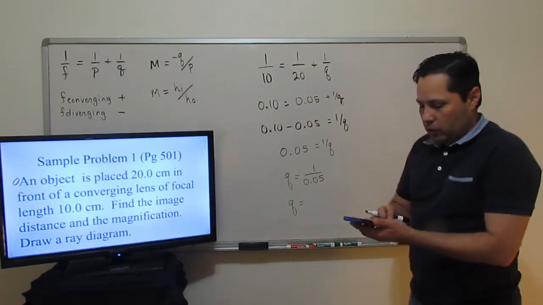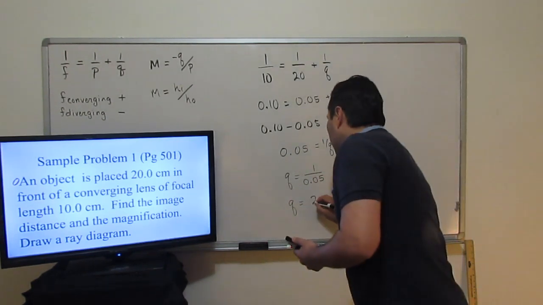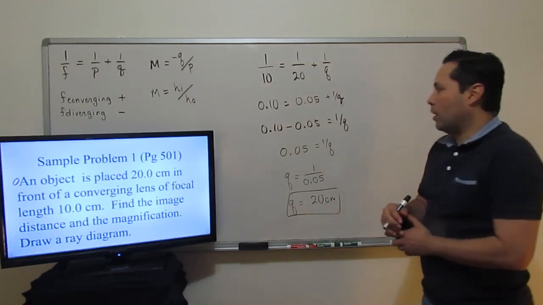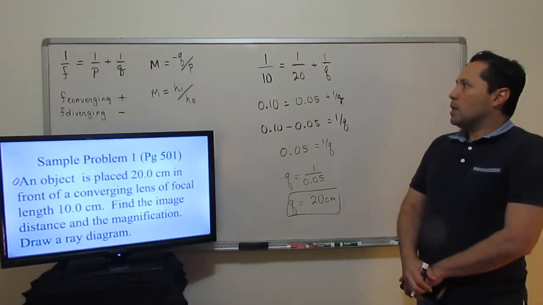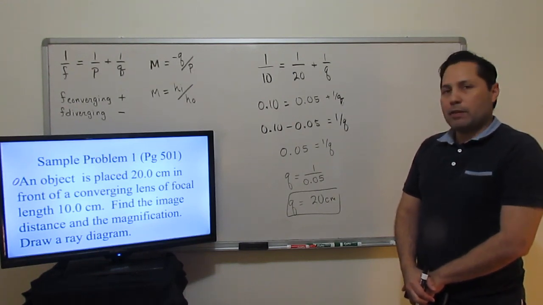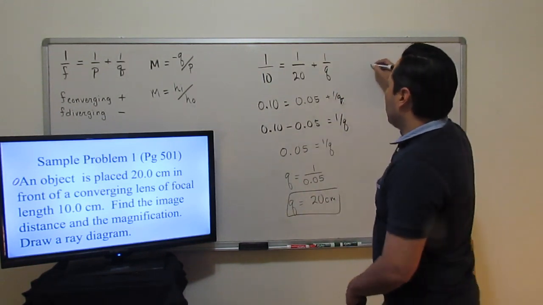So our answer is 1 divided by 0.05, which gives us 20 centimeters. That is how far our image will be. Next, we're going to go ahead and find the magnification. We're going to use this formula right here for magnification.